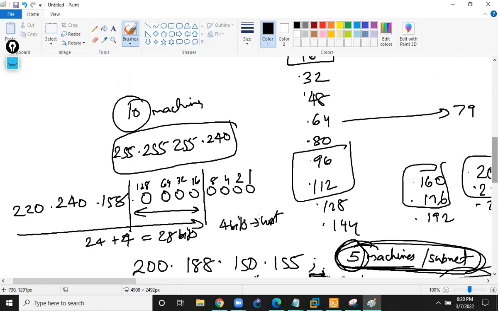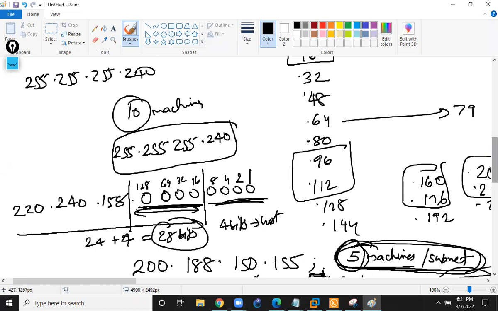So 24 plus 4, you get 28 bits in the network portion and 4 bits in the host portion. To write the subnet mask value, the network bits are represented using binary 1. How many binary 1s will be there? 28. If you write 28 binary 1s, you get 255 dot 255 dot 255 dot 240. The first 4 bits become 1 and the last 4 bits become 0. Got it?